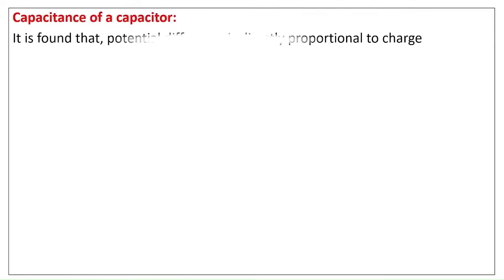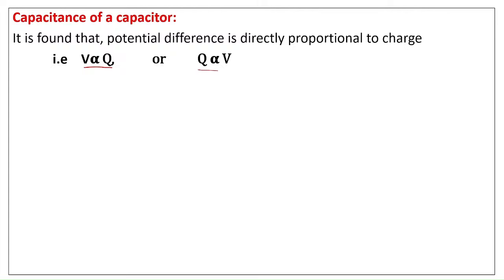Capacitance of a capacitor. It is found that the potential difference is directly proportional to the charge. That is, V is directly proportional to Q, or Q is directly proportional to V. This can be written as Q is equal to CV, where C is a constant called the capacitance of the capacitor, or C is equal to Q by V. Definition.